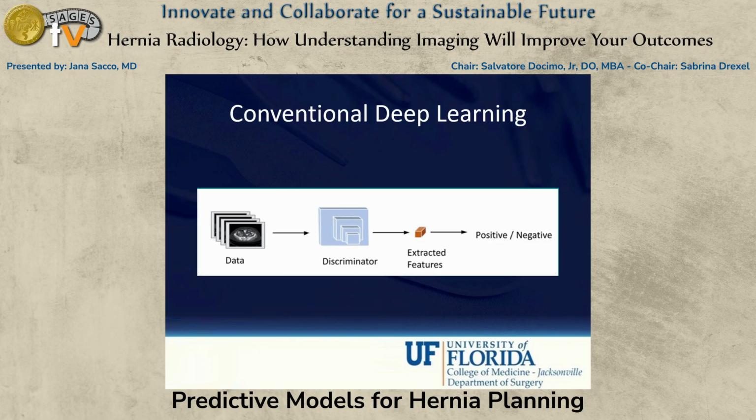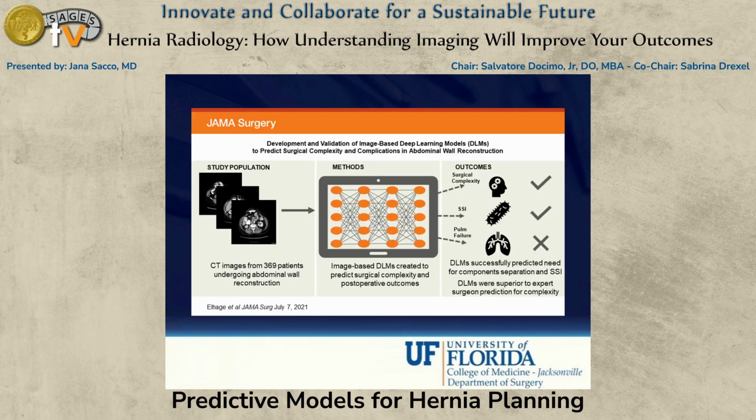So CTs are there, we have them, our patients have had them. I think the ability to use them to figure this out is going to be of great benefit in the future. Again, Dr. Augenstein and Dr. Henneford's group looked at this, and they were able to show that using a deep learning model, both to teach itself and then to validate it, they were able to predict surgical complexity, which they defined by needing a component separation, as well as SSI. The pulmonary failure rates were quite low, so it did not have enough power to predict that.